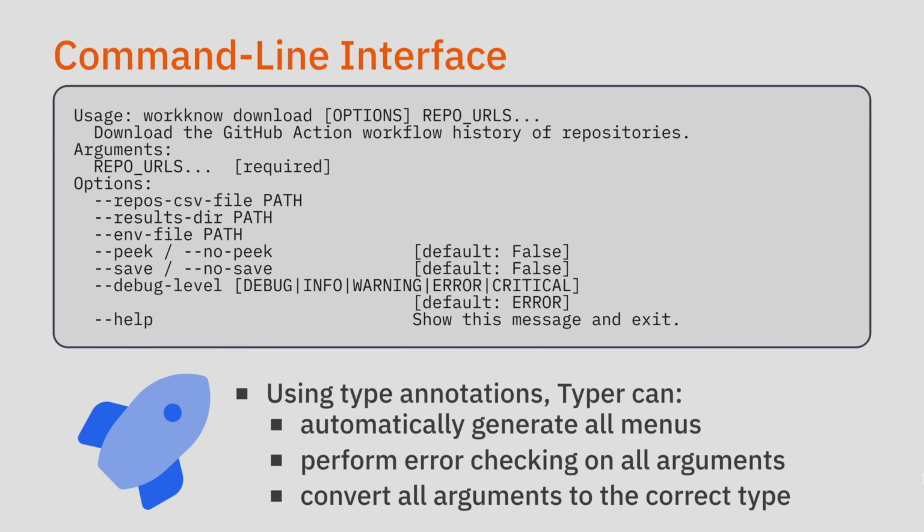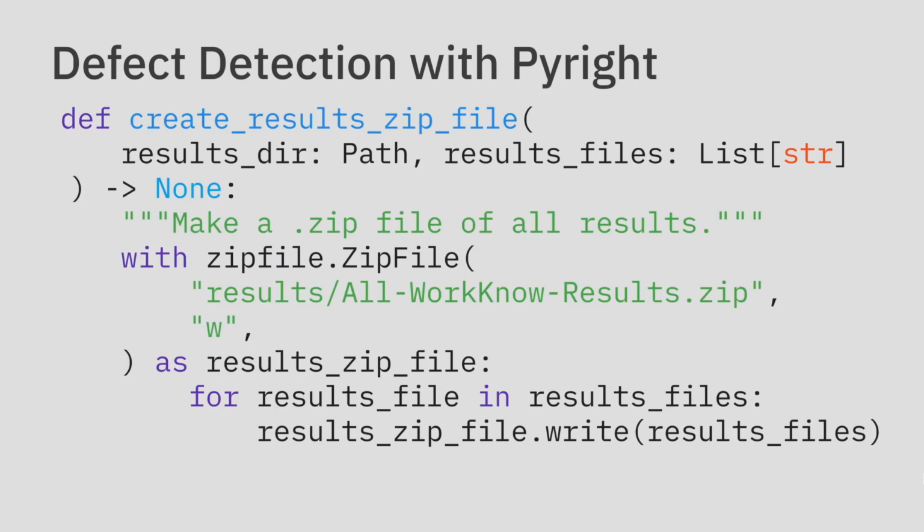Typer can also convert all of the strings that a person passes into the program on the command line into the correct type for the program. For instance, if the program accepts a string that points to a directory in which WorkNote should store its data, then Typer will convert that string to a pathlib path object without any effort on the part of the programmer. That is fantastic! Now let's talk about how type annotations enable defect detection with tools like Pyright.